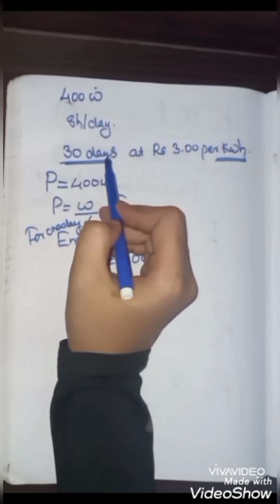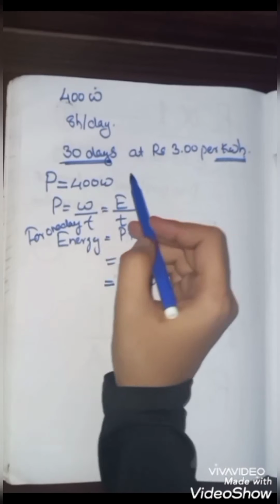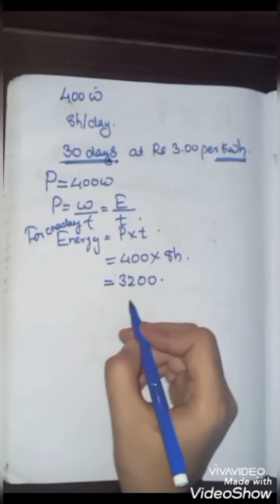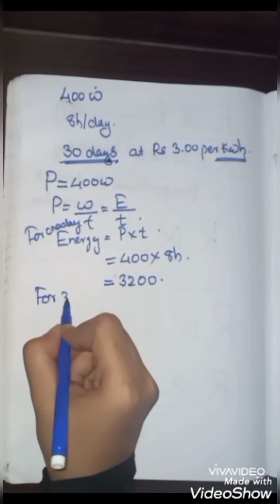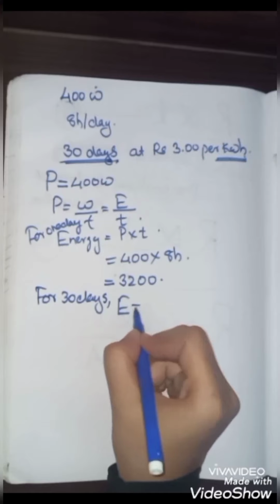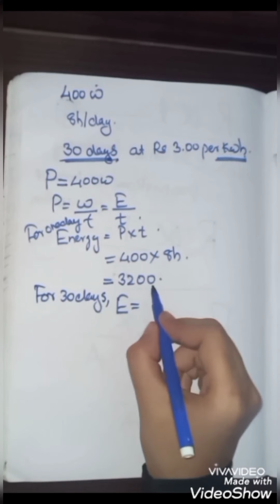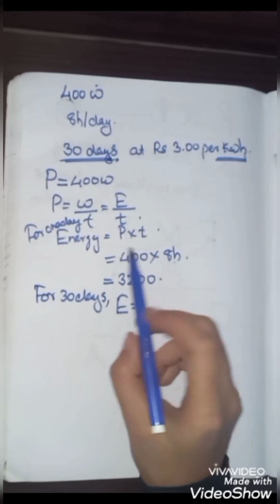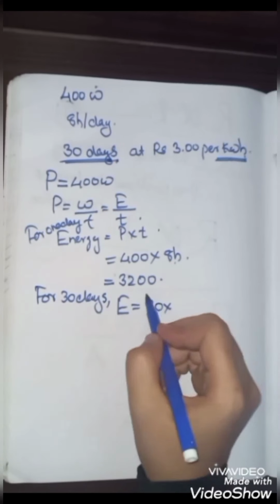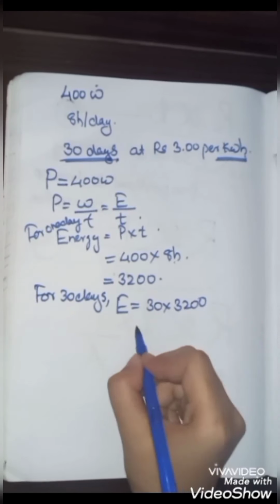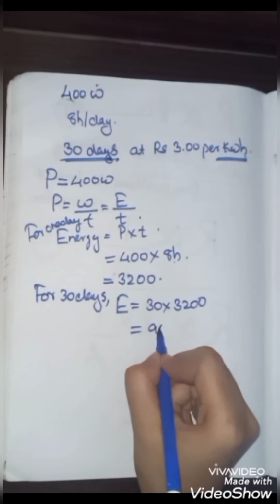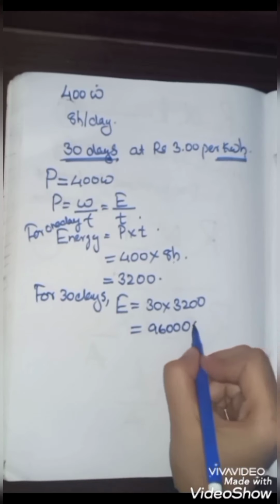Then we have to find for 30 days, the cost of energy to operate it for 30 days at rupees 3 per kilowatt hour. So for 30 days the energy used, E, is equal to power into time. 3,200 is the energy for 1 day. For 30 days, energy is equal to 30 into 3,200, and we get the answer as 96,000 watt hour.